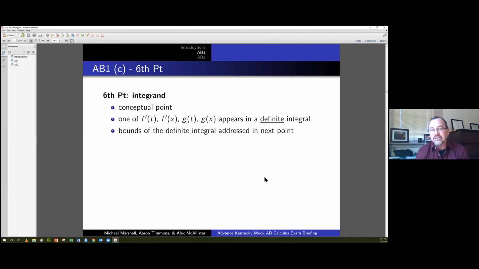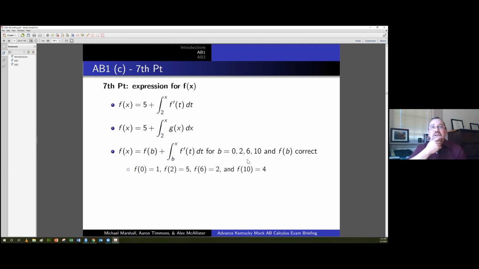It's got to be a definite integral. We'll talk more about bounds on the definite integral in a moment, but it can be things like 2 to 11 or things like 2 to x. So for the expression point, we really are going to be looking for that x as the upper limit of integration almost everywhere. Are they using that initial condition paired with that lower limit with that f prime in that integral? So putting it all together to get an expression for f of x on that interval.